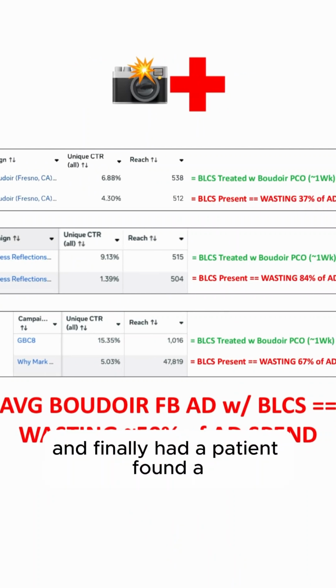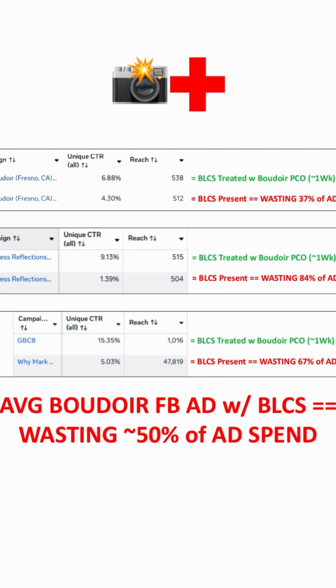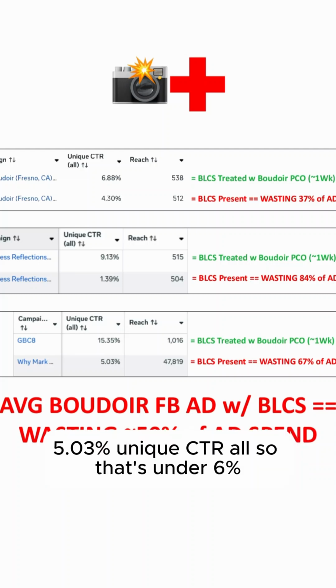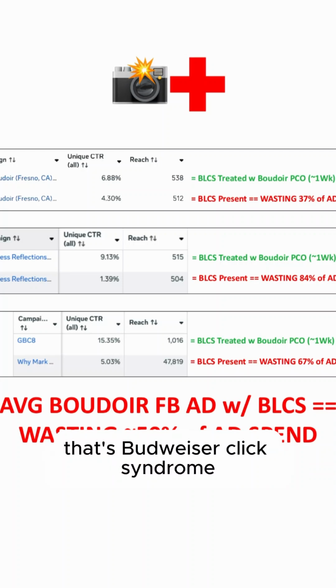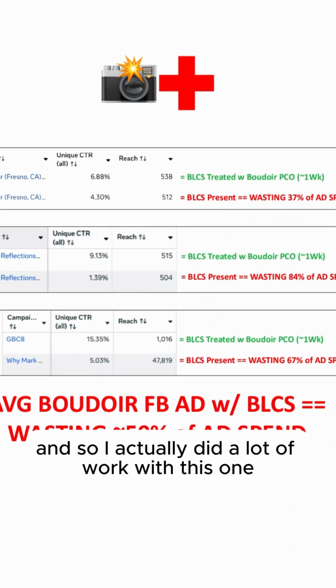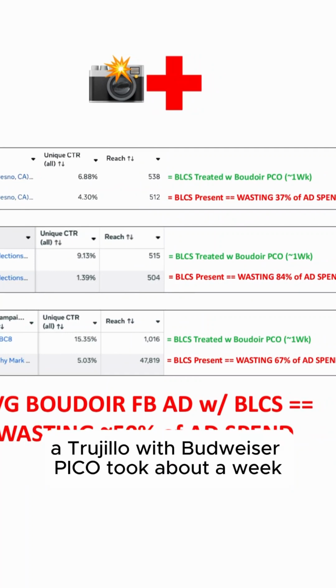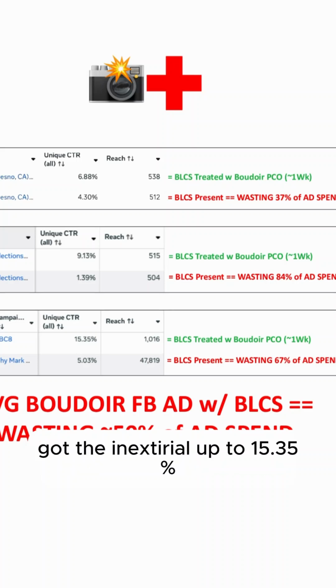And finally, had a patient find out his Boudoir Facebook ad had BLCS present, 5.03% unique CTR all, so that's under 6%. That's Boudoir low click syndrome. And so actually did a lot of work with this one. Treated with Boudoir Pico, took about a week, got the unique CTR all up to 15.35%.